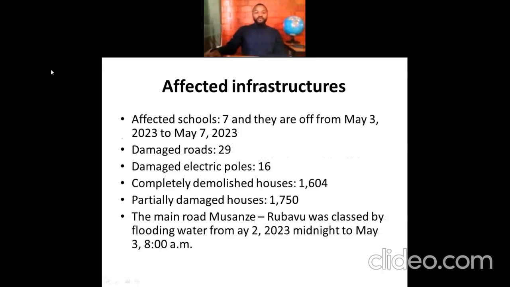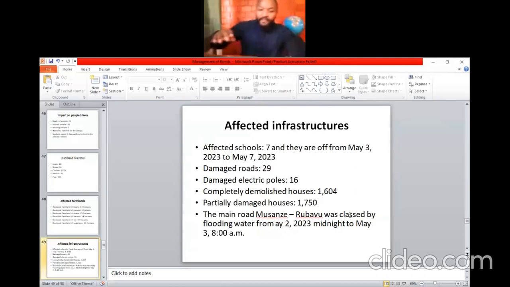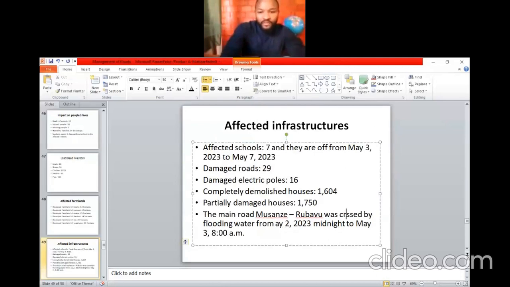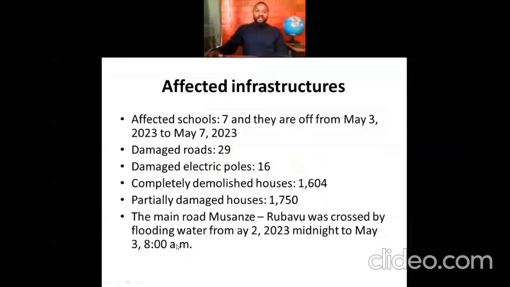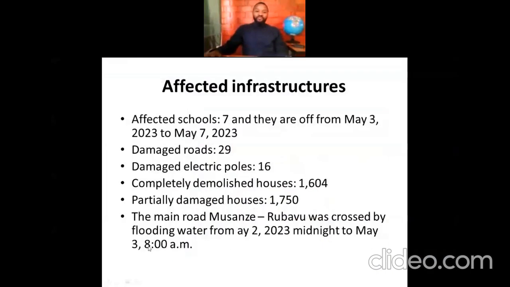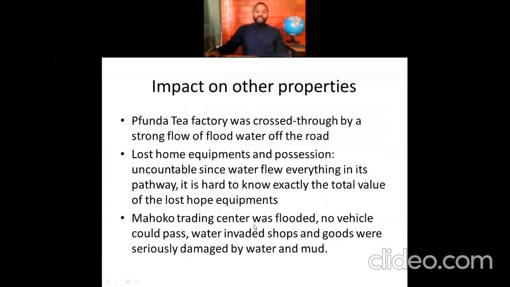The main road Musanze-Rubavu was crossed by flood water, and it remained unusable or closed from midnight up to 8 a.m. and the roads were eroded sideways.